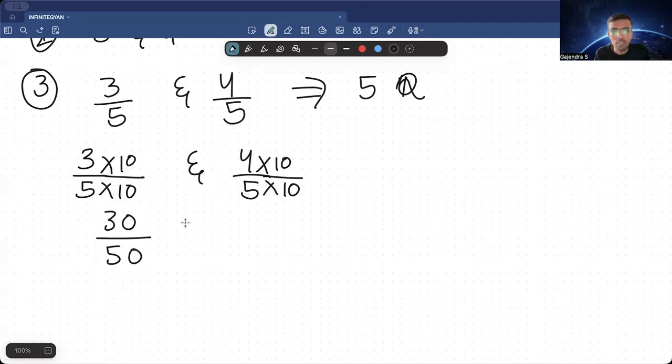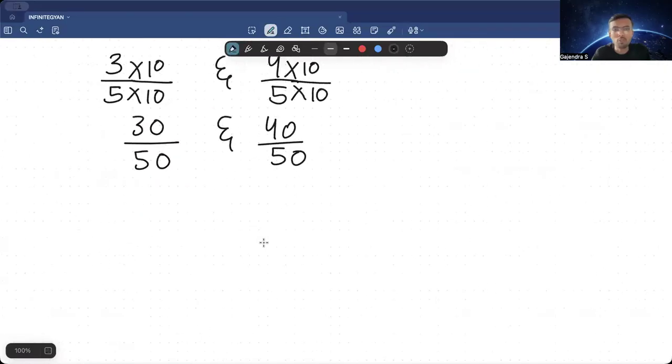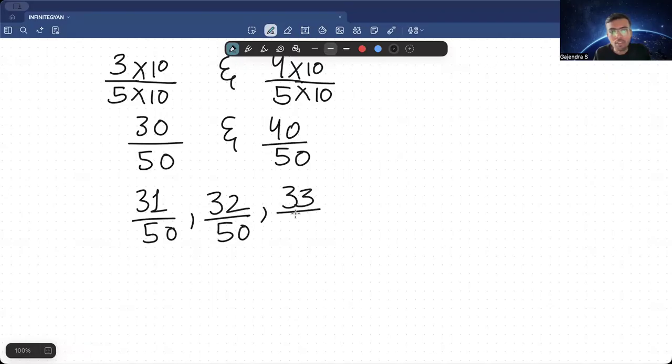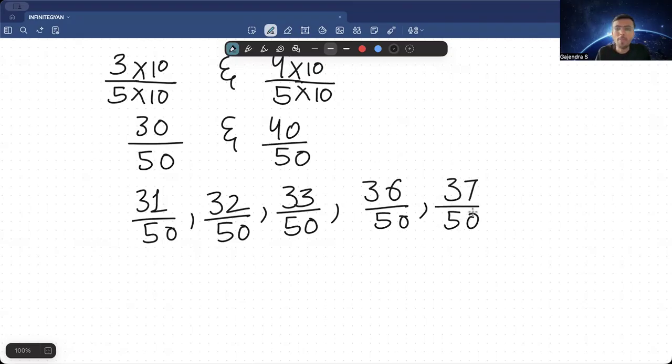So now this becomes 30/50 and 40/50. Correct. Now you just have to check for the numbers between them: 31/50, 32/50, 33/50, or it can be anything, 36/50, 37/50, right? These are five such numbers between 3/5 and 4/5. Pretty much easy, I guess, right?